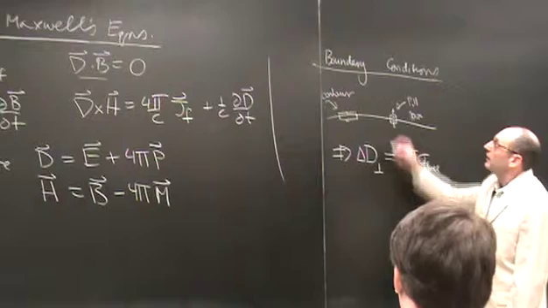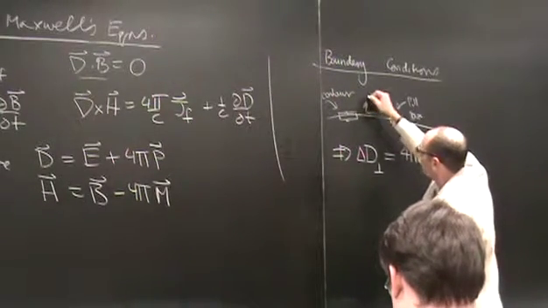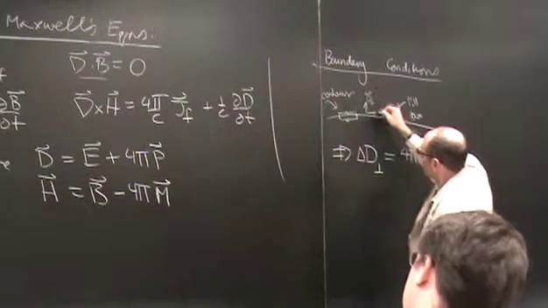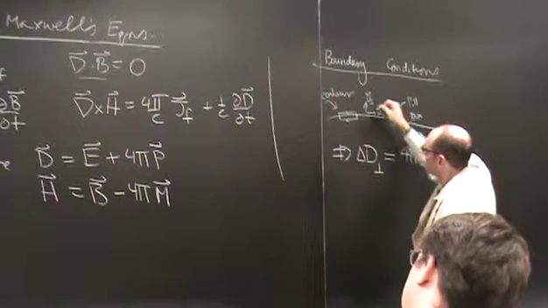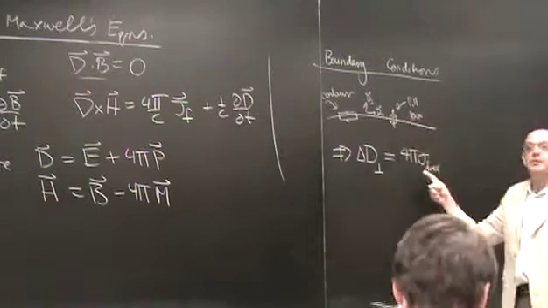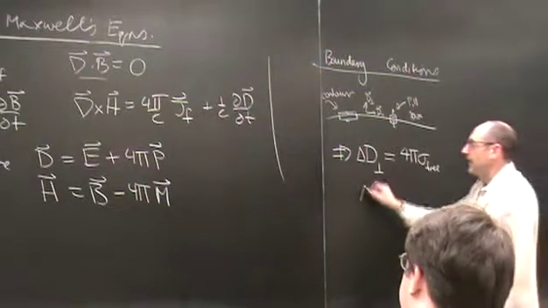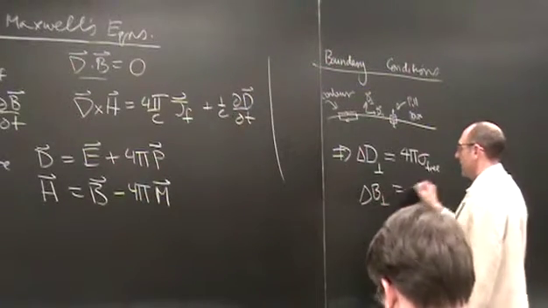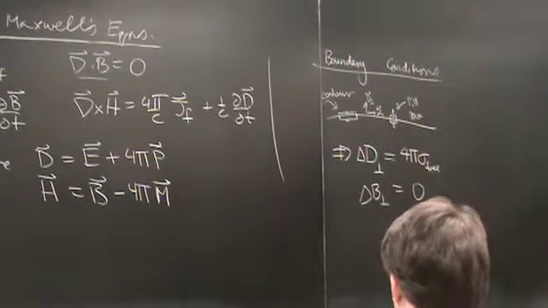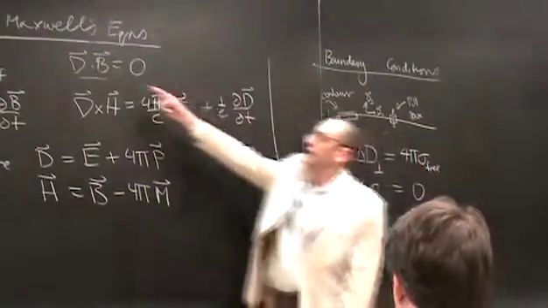So I would say there's a perpendicular component and a parallel component. So the change across the boundary depends on the amount of free charge. For the magnetic field, B, its normal component doesn't change because that would be 0.